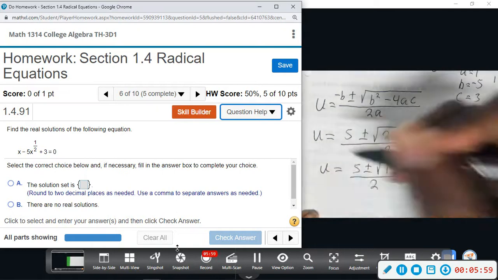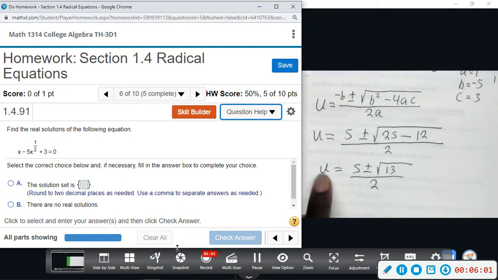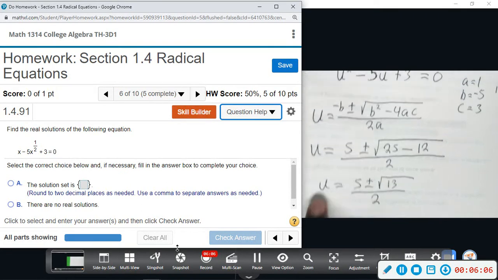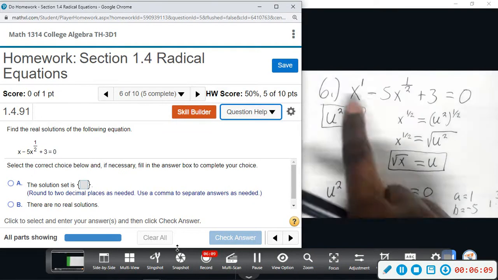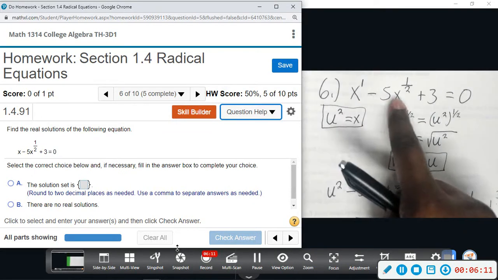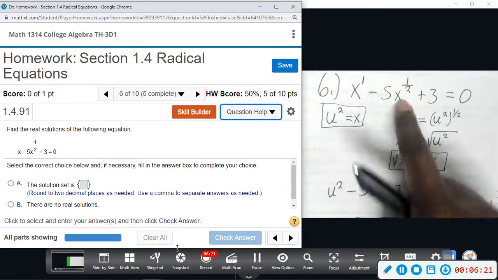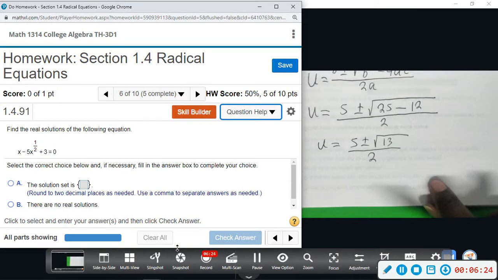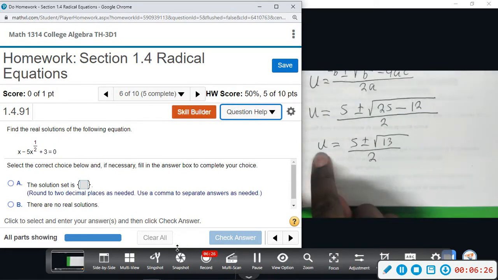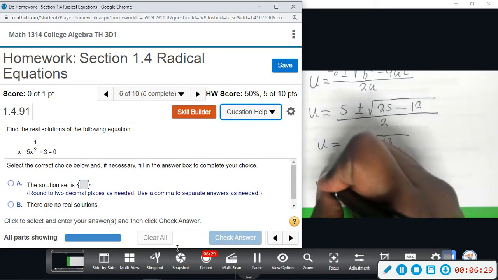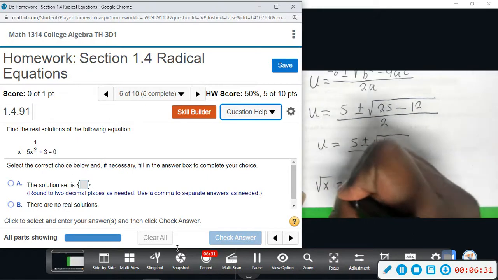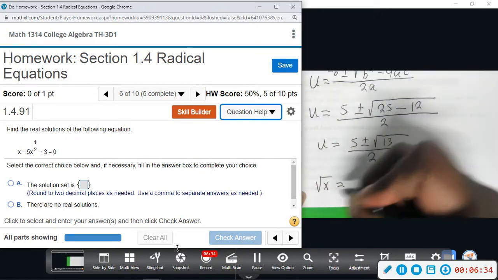At this point, we need to go back and get our x, because our original problem started with x and we need it in terms of x. So we have a relationship u equals x squared, or the square root of x to the 1/2 power, same thing here. So I'm going to replace right here, since this says u equals, I'm just going to say the square root of x equals these two numbers. So I'm going to write them out separately.